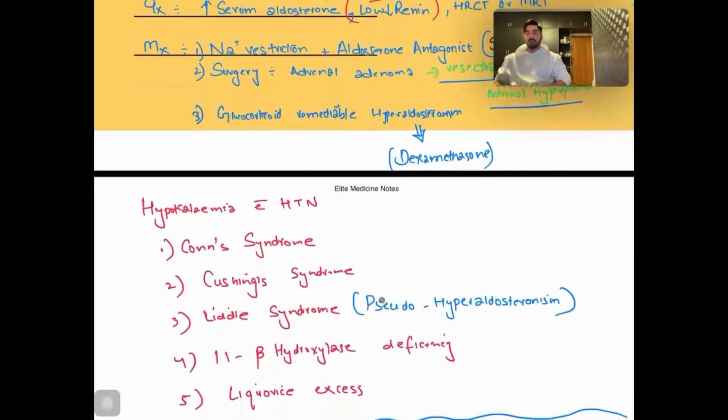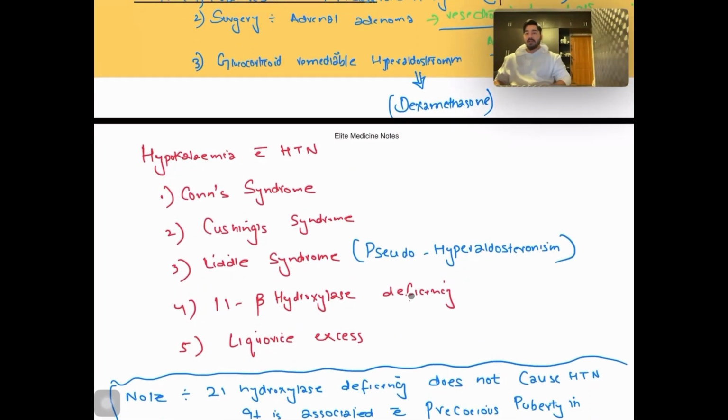Okay, so what happens in primary hyperaldosteronism? There is hypokalemia and hypertension. So there will be some differential diagnoses for these conditions: Conn syndrome is one of them, Cushing syndrome is one of them, Liddle syndrome, which is also known as pseudohyperaldosteronism, 11 beta hydroxylase deficiency, and licorice excess. Okay, so now we have to diagnose.